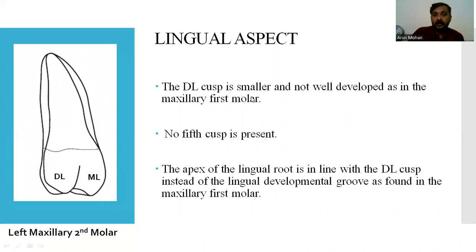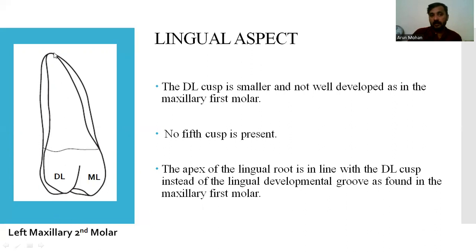Lingual aspect. The distolingual cusp is smaller and not as well developed as in the maxillary first molar. There is no fifth cusp. As I said, as we go from the second molar to the third molar, the distolingual cusp will become smaller in size. There is no fifth cusp present, and the apex of the lingual root is in line with the distolingual cusp.